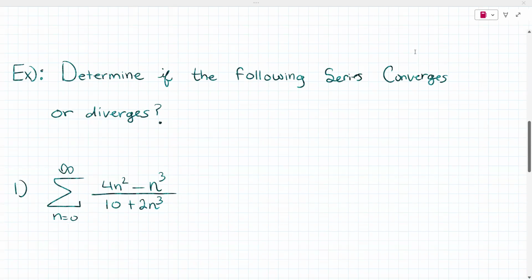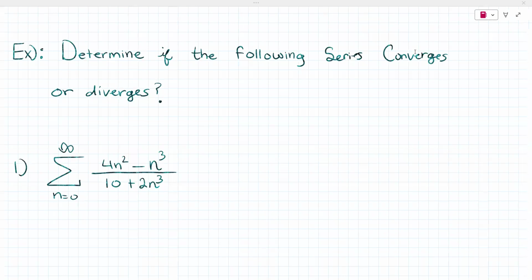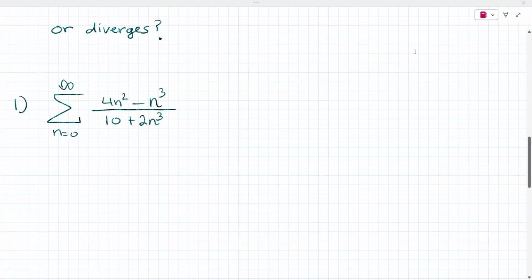So let's do example 1. Example 1 says determine if the following series converges or diverges. We have the series as n approaches 0 to infinity of 4n squared minus n cubed all over 10 plus 2n cubed. So what kind of graph is this? This is a rational function. And how do you find the limit of a rational function? You basically take your horizontal asymptote, right? You have to find your horizontal asymptote.